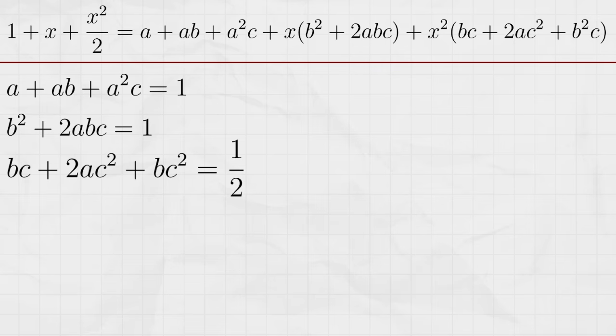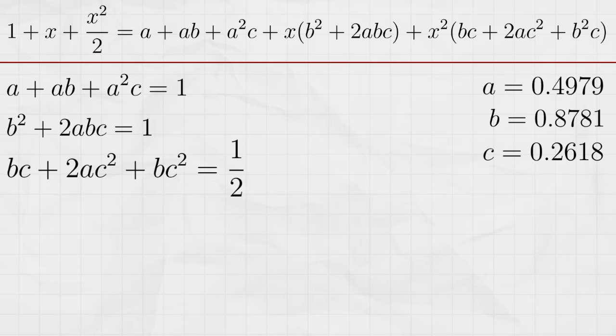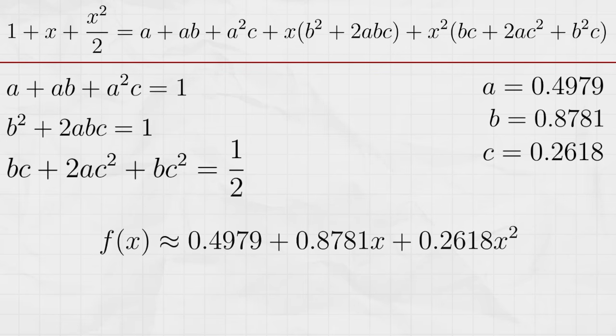Or really, we can get the computer to solve it. And here's the result. A equals 0.4979, B equals 0.8781, and C equals 0.2618. So f of x is approximately equal to 0.4979 plus 0.8781x plus 0.2618x squared. And f of 1 is approximately equal to 1.6378.